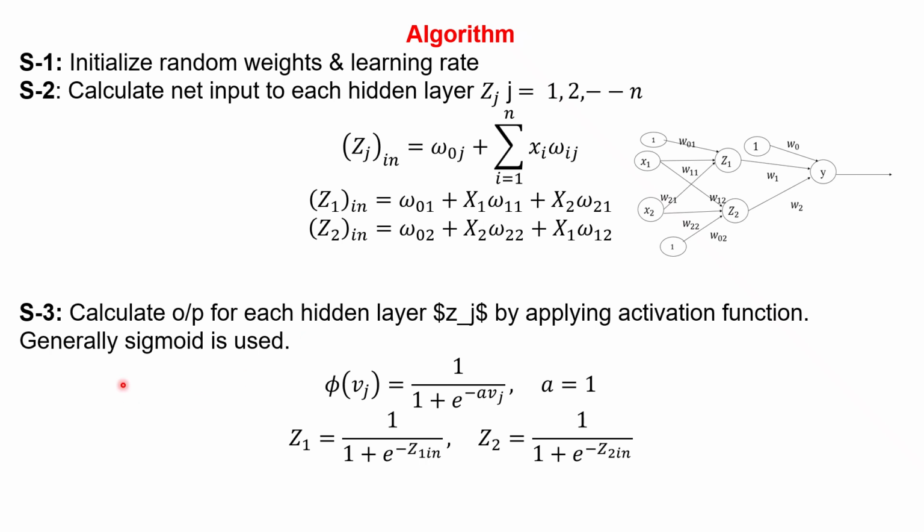Step 3. We calculate the output of each hidden unit by applying the activation function. Generally, the sigmoid activation function is used. So phi of Vj is given by 1 by 1 plus e to the power of minus a Vj, where a is the learning rate and a is assumed to be 1. For the network shown below, Z1 is equal to 1 by 1 plus e to the power of minus Z1 in, and similarly Z2 is equal to 1 by 1 plus e to the power of minus Z2 in.